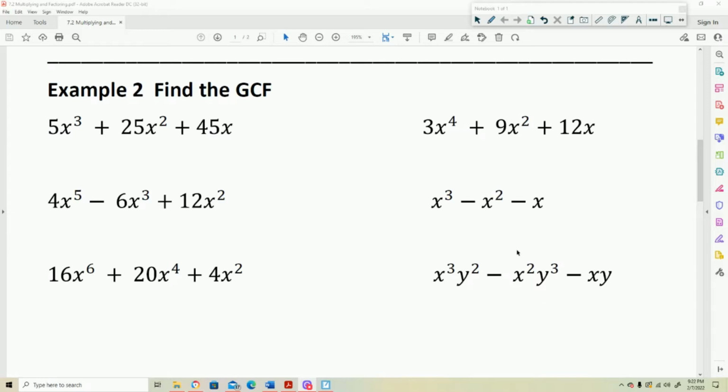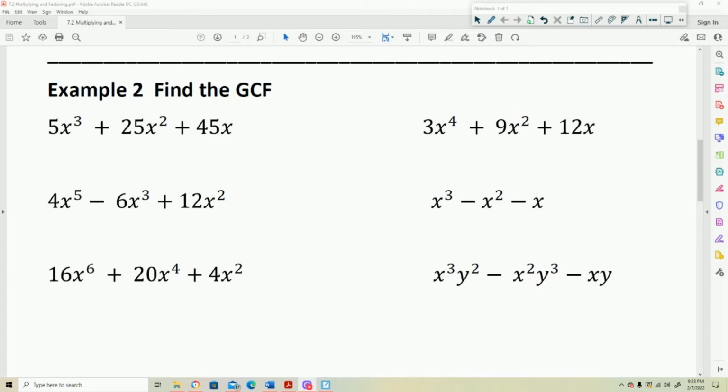Okay, with example 2, we're going to do something that's going to help us with factoring. We're going to look at the GCF of polynomials. What we have to do when we're doing this is look at the numbers separately from the variables. But our GCF is going to be one term. It will be all together, but we're going to look at these separately.